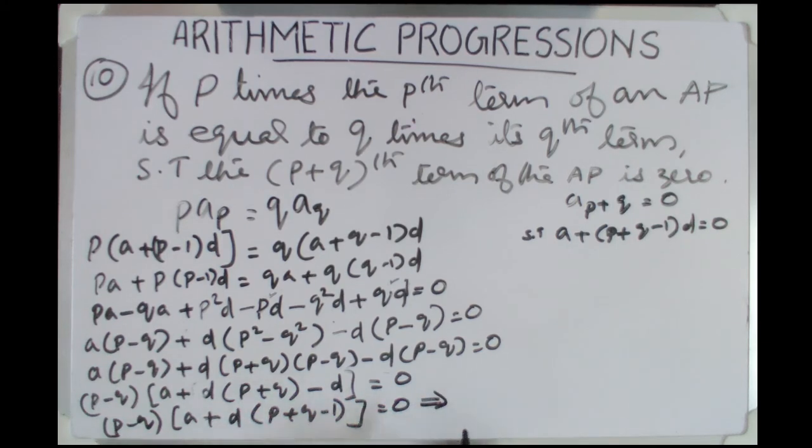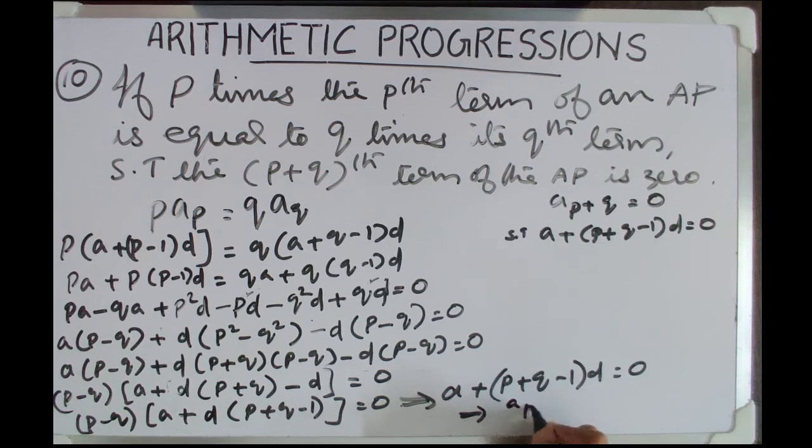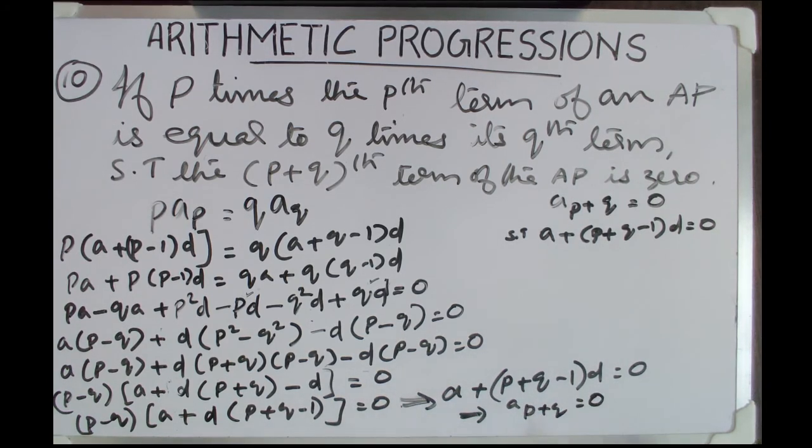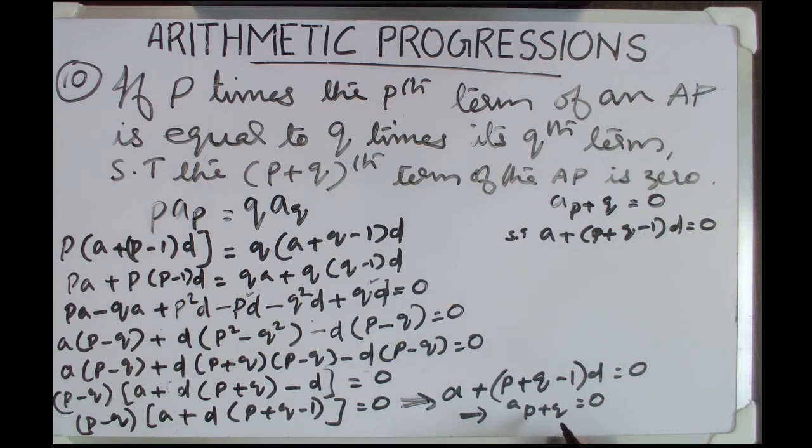This implies, next the p minus q goes to the right side, then we get a plus (p plus q minus 1) into d equal to 0. That is a_(p+q) equals 0. This we have to show. The question is that the (p plus q)th term of the AP is 0. Here we get a_(p+q) equal to 0. Hence proved.